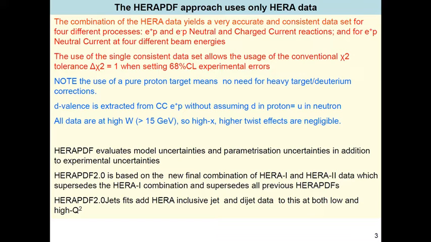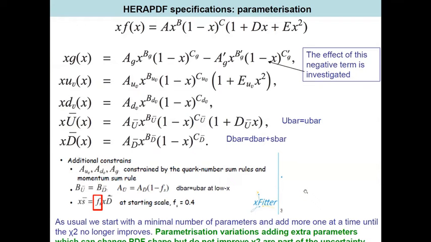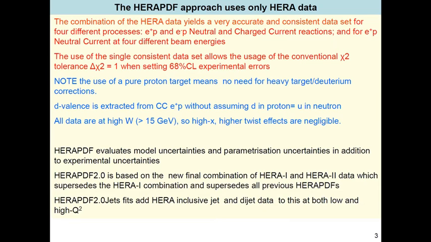The HERAPDF also evaluates some of the uncertainties on the PDF and alpha S due to choices of various model parameters and parameterization. And obviously it's based on the latest combination of HERA 1 and HERA 2 data. So the HERA 2 jet fit adds our inclusive jet and dijet data to this. I think I've gone too fast there.